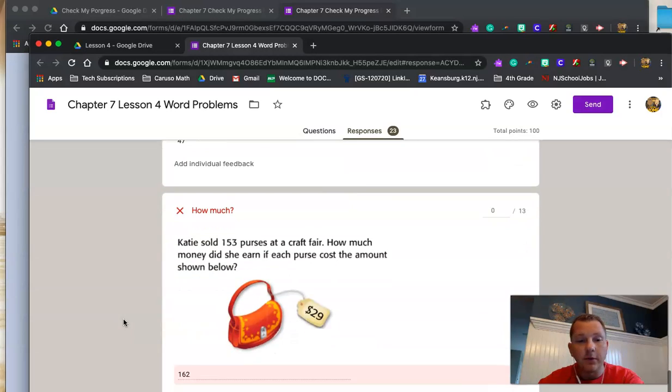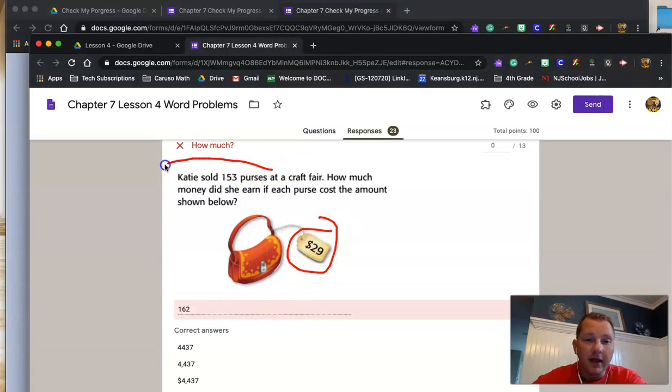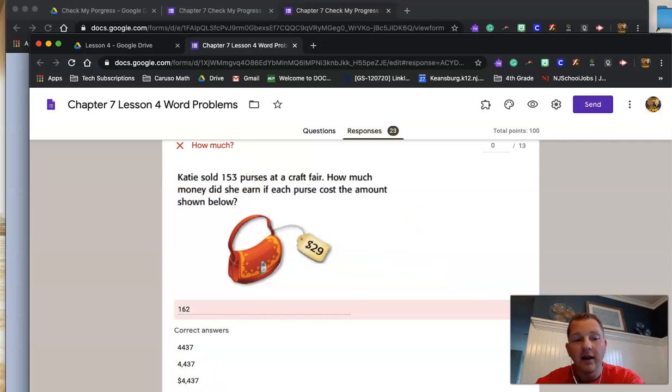And then the last one was this purse question. There really wasn't a pattern here. You just had to do simple multiplication. We know that the purse cost $29. We know that Katie sold 153 of them. So all we had to do was take 153 and multiply that by 29. And we got our answer of 4,437. Hopefully you're using some scrap paper for this instead of a calculator.